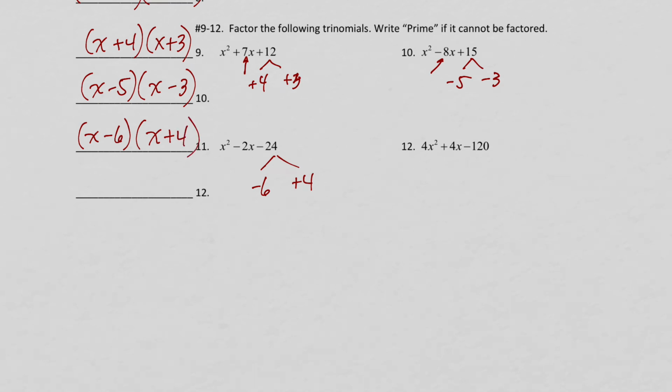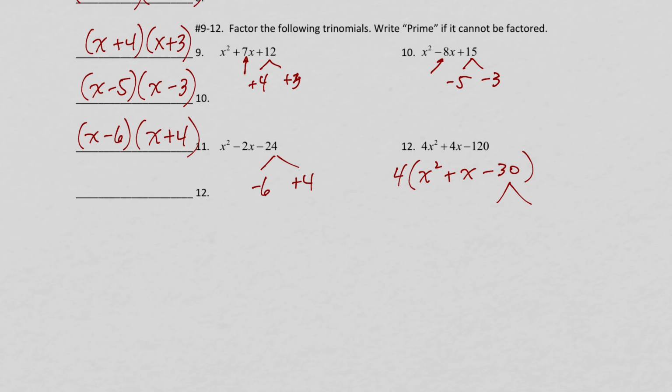Now, before we try to do anything here, let's just take out the GCF. It makes the problem a lot easier. So I take out a 4, and I'm left with x squared plus 1x minus 30. Now, this has no leading coefficient. So I'm just looking for factors of negative 30 that add up to positive 1.